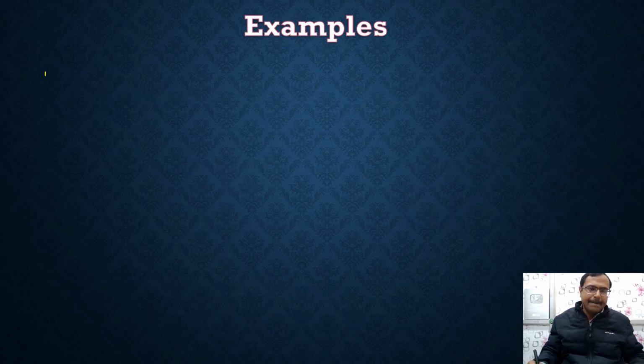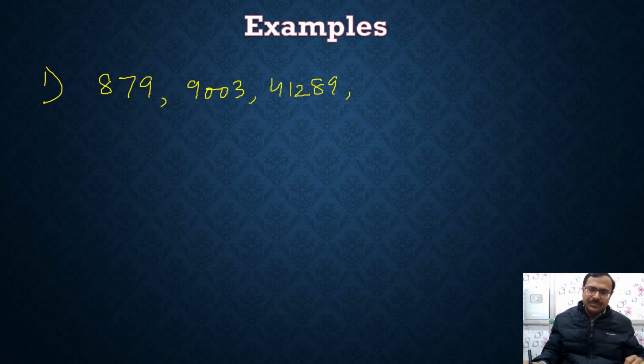The first example, let's take unequal number of digits. Let's get over that easy thing, which class 6 students do in their syllabus. The first thing the teachers tell them is this. Suppose you have numbers like 879, 9003, 41289, 997 and 86, and the teacher asks you which one is the greatest.